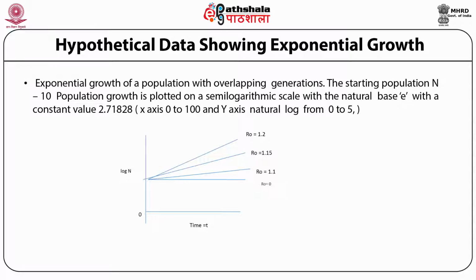This curve indicates the different rates of population growth with different values of R0, from 0, when the population is at no growth stage. The growth rate increases when the R0 value is from 1.1 to 1.2.